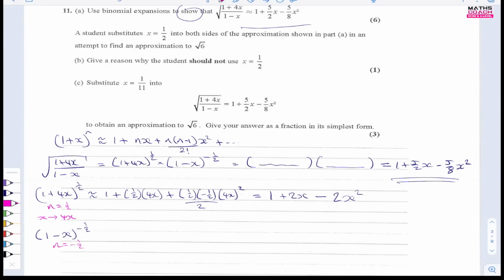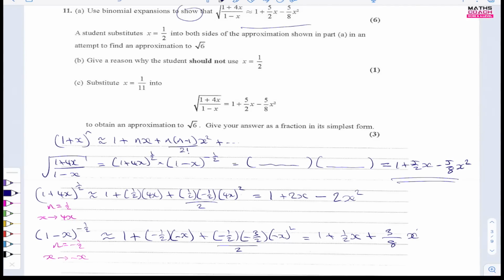And then we do 1 minus x to the power of minus a half, so n equals minus a half, x switched with minus x, so that's approximately 1 plus minus a half times minus x, and then minus a half times minus 3 over 2 times minus x squared divided by 2 factorial, which is 2, equals to 1 plus a half x. I got 4 minuses, so it's a plus, and that's 3 over 2 times 2 times 2, so that's 3 over 8 x squared.